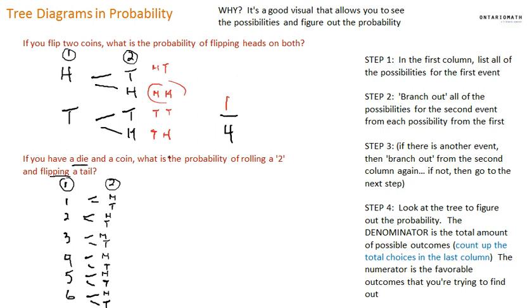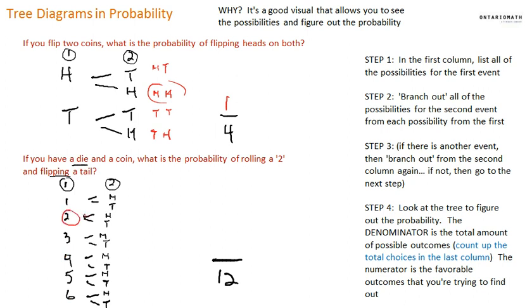So I have to figure out the probability of rolling a 2 and flipping a tail. Here are all my possibilities: 1, 2, 3, 4, 5, 6, 7, 8, 9, 10, 11, 12. So my denominator is 12. Now I have to figure out the probability of rolling a 2 and flipping a tail, so I can ignore the rest, 1, 3, 4, 5, 6, and focus on the 2 here.